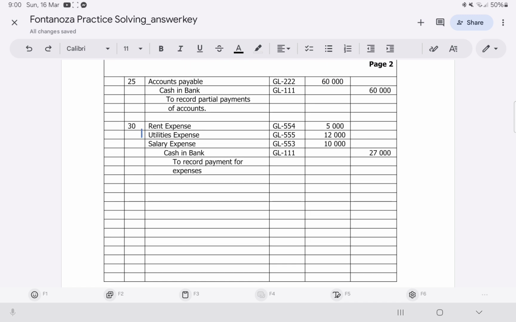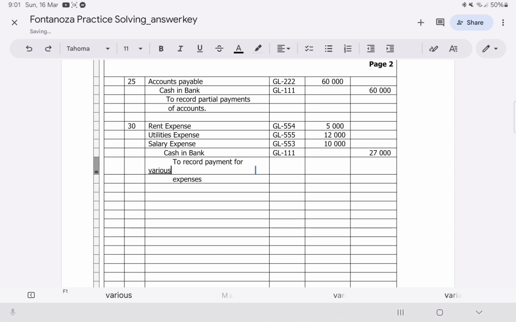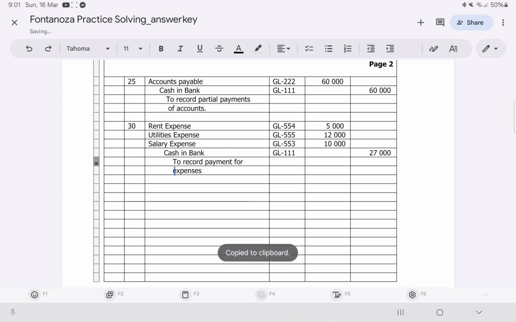Okay, so the last entry on March 30: rent expense, utilities expense, salary expense 5,000, 12,000, and 10,000. So credit cash in bank. To sum up all three expenses, the total is 27,000, to record payment for various expenses, since this is not just one expense, so we can say various expenses.